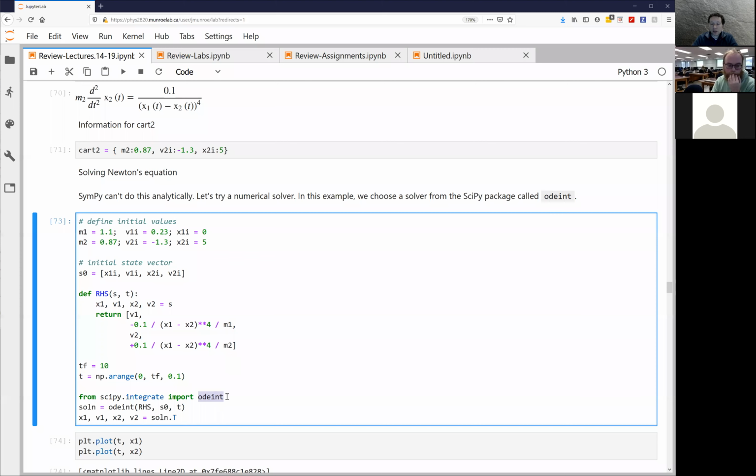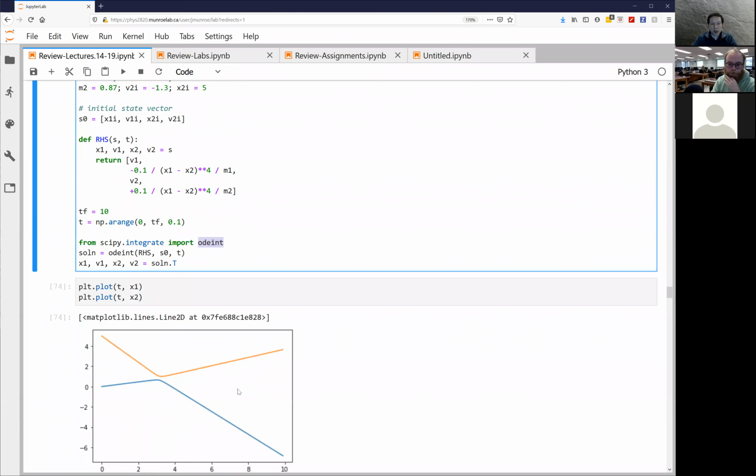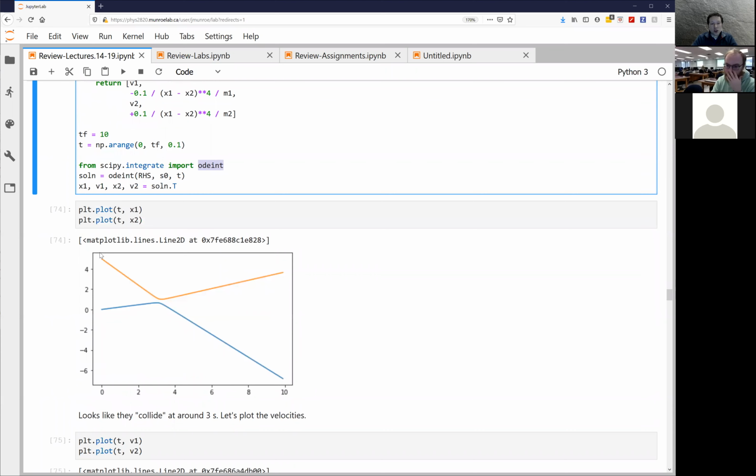odeint is a built-in solver. You can use Runge-Kutta order 4, you could use the midpoint scheme, you could use Euler, you could use any one of a number of different solvers. So this is an example of a collision. Two particles started off at these two locations. As they traveled, one was moving towards the left, the x-coordinate is decreasing, and one's moving towards the right.